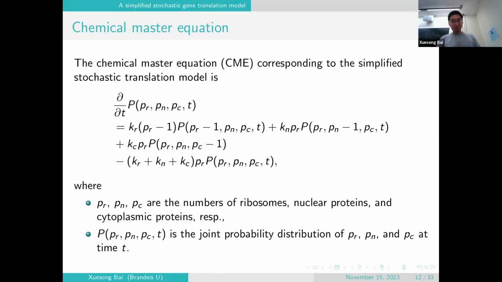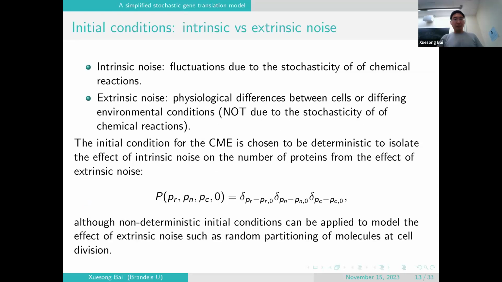So, okay. Questions? This is the master equation. We want to solve this for this joint distribution. And before we do that, we need an initial condition. So here there's a distinction between the intrinsic and extrinsic noise. What we're saying here is we want to focus on the intrinsic noise, which is the fluctuation from these reactions. So we set this initial condition to be deterministic so that we can isolate the effect of this intrinsic noise itself from other extrinsic noises.